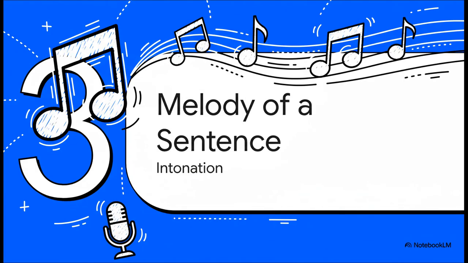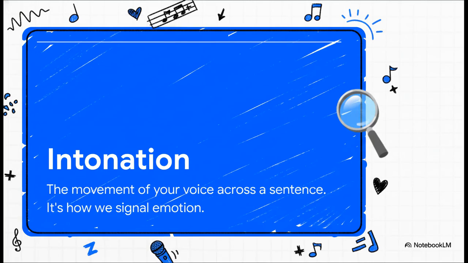Now let's talk about the second part of our musical equation, the melody. This is where the real emotion comes in, what we call intonation. Intonation is pretty simple. It's just the music your voice makes over a whole sentence. It's the way your pitch goes up and down, and it's how you signal what you're really feeling, whether you're doubtful or certain or excited, and you probably do it without even realizing it.